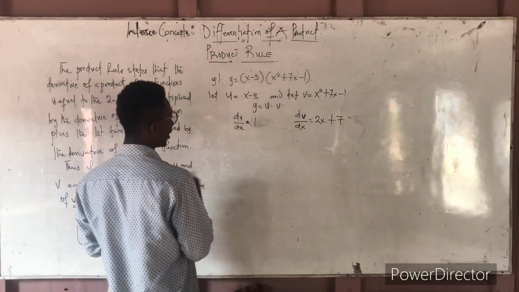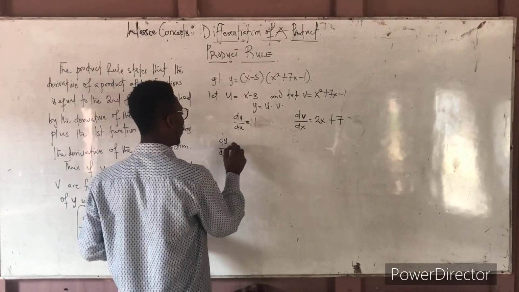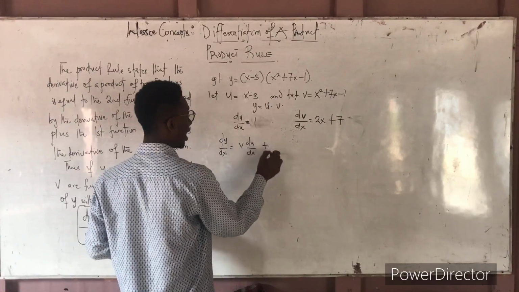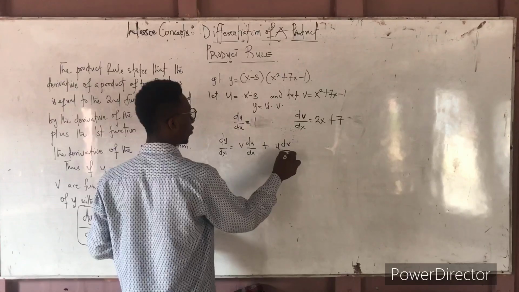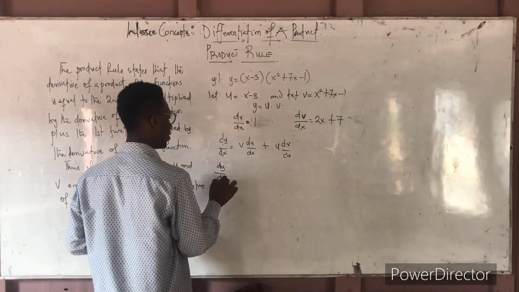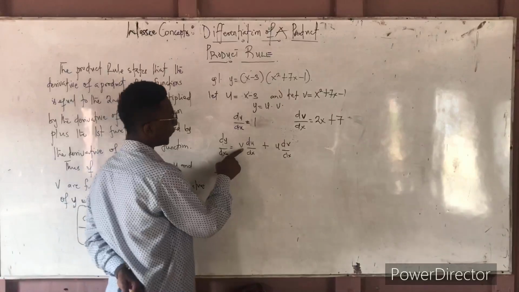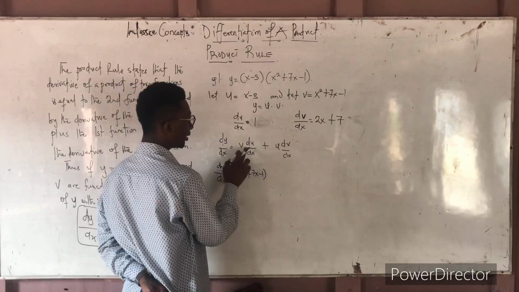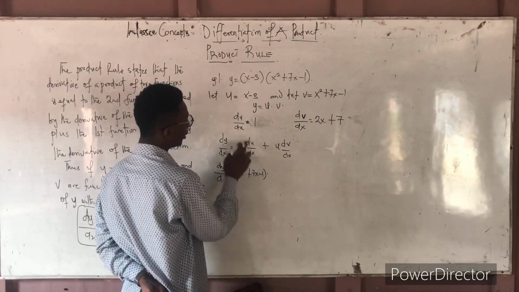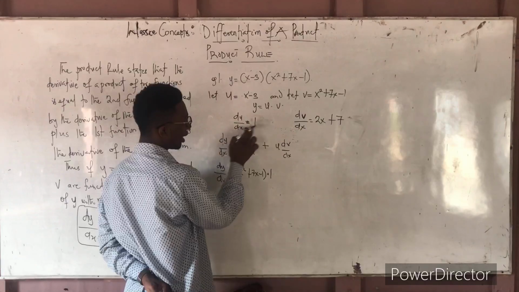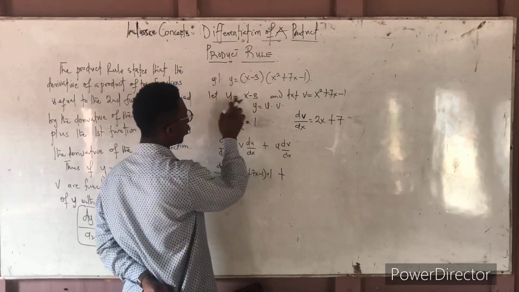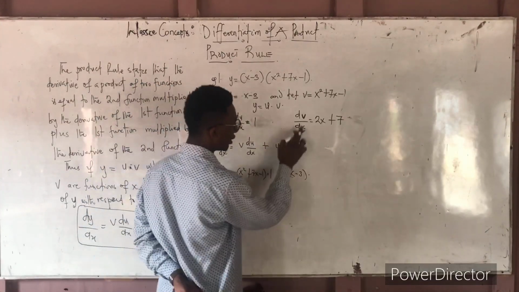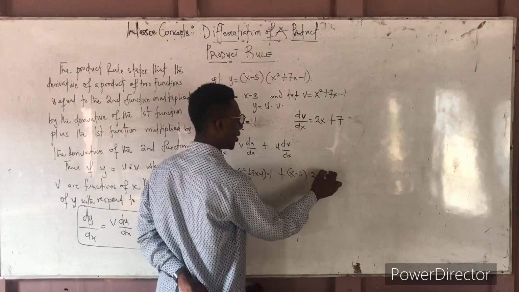Now, this is the formula. The formula says that if you want to find the derivative of a product, it is v times du/dx plus u times dv/dx. So therefore, dy/dx is equal to v, which is x squared plus 7x minus 1, times du/dx, which is 1, plus u, which is x minus 3, times dv/dx, which is 2x plus 7.